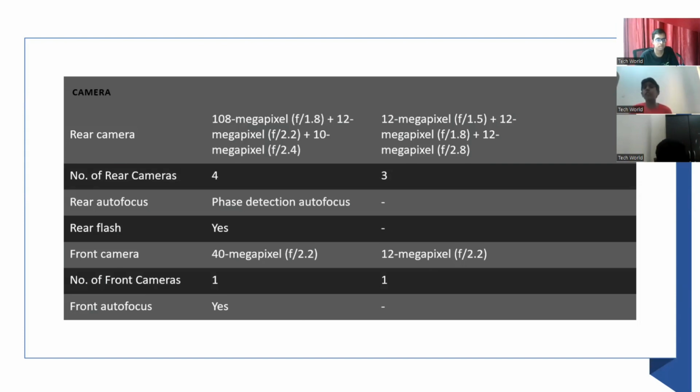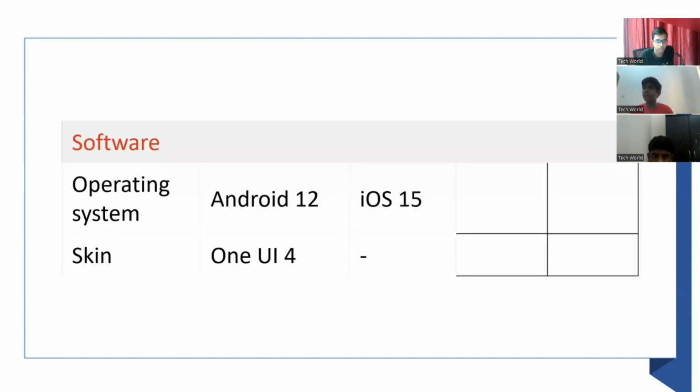And for the rear flash, Samsung has a rear flash, whereas Apple doesn't have any rear flash. Now for the front camera, Apple consists of 12 megapixel, whereas Samsung consists of 40 megapixel. Both have one front camera each. And Samsung has front autofocus, whereas Apple is undefined. Now, I really know why Samsung has more rating than Apple camera-wise.